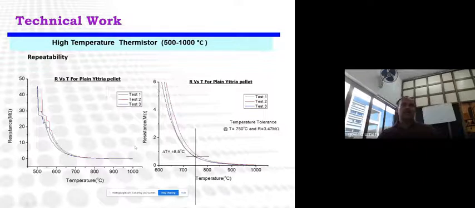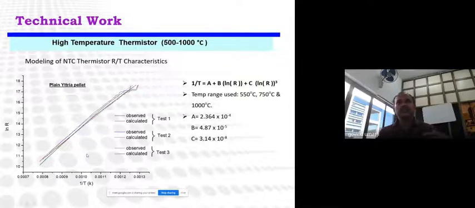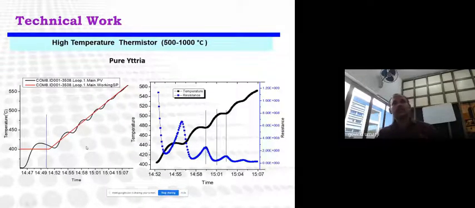We did this repeatability, reproducibility, and modeling study. What we have got is that the ABC values are much closer across three sets of experiments. That means the pure yttrium oxide pellet is much more reliable. One more thing we observe is this limitation of initial variation. We now understood why our thermistor was behaving like that.